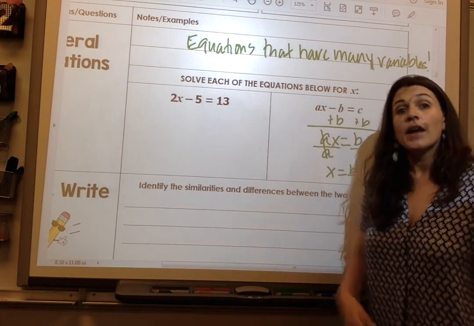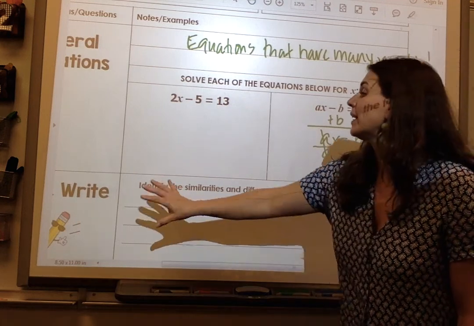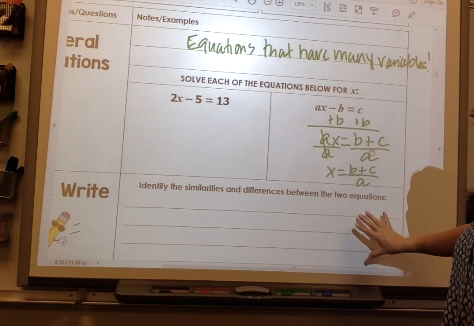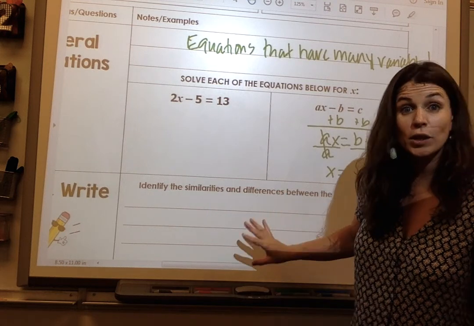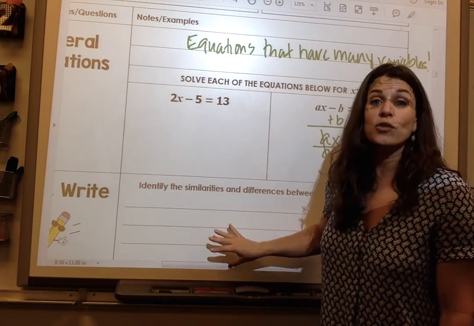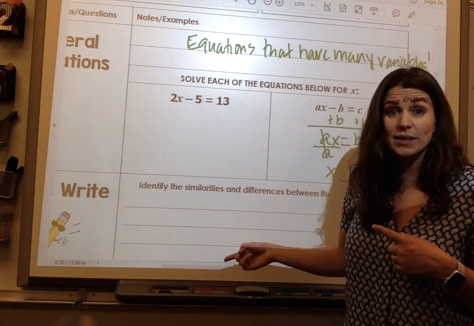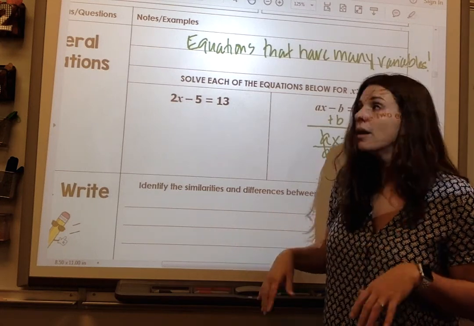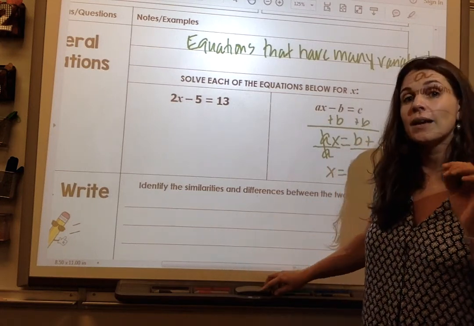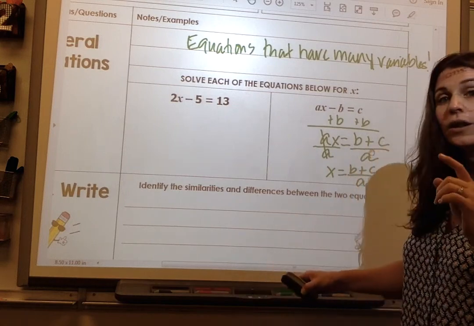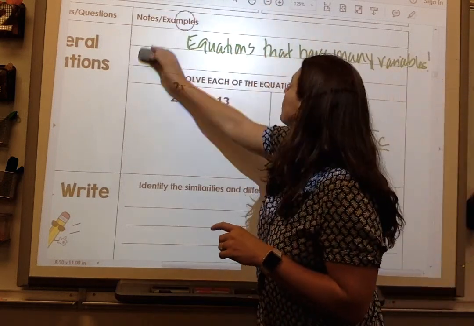Okay? Now, in your journal, I want you to identify the similarities and differences between the two equations. So I'm going to be looking for this in your journal. Make sure this is filled out. I'm not going to tell you what's in here, although we're talking about it. But I want to see you take a minute to write down how they are alike and how they're different.